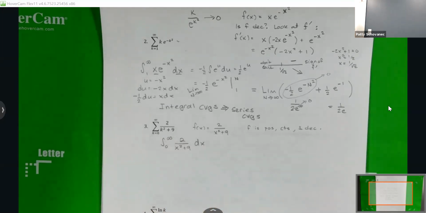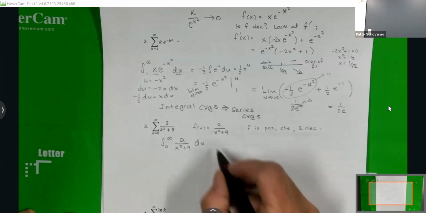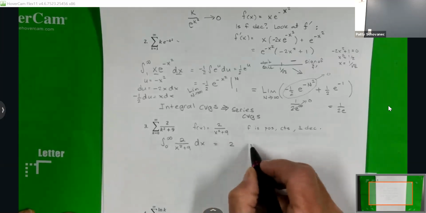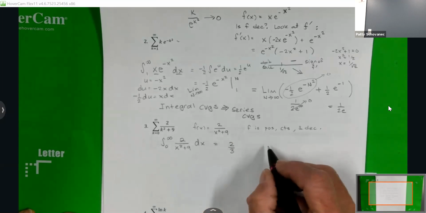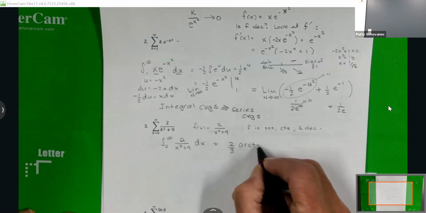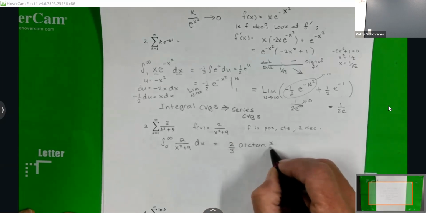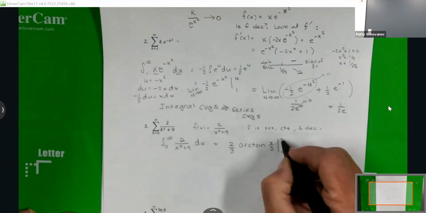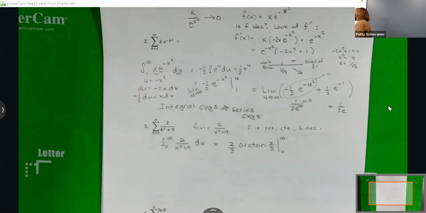The 2 is a constant. I can pull it out. Do you recognize the integral of 1 over x squared plus 9? That's an arctangent. This one would give me 1 over 3 times the arctangent of x over 3. So here's the 2. Then my 1 over 3 is going to give me a 2/3. Then the arctangent of x over 3. And I'm going to go ahead and get a little sloppy. I'm going to go from 0 to infinity. I won't write it as a limit. We'll just get sloppy here.